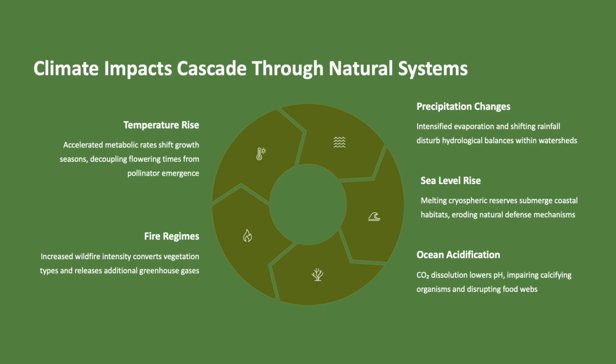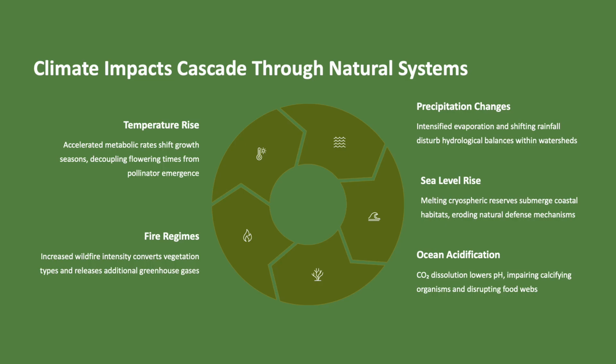These fires not only destroy vegetation, but also convert landscapes into new ecological states that store and release carbon differently. As fires burn hotter and spread faster, they emit large quantities of greenhouse gases, reinforcing the warming trend and creating a feedback cycle that accelerates environmental change.